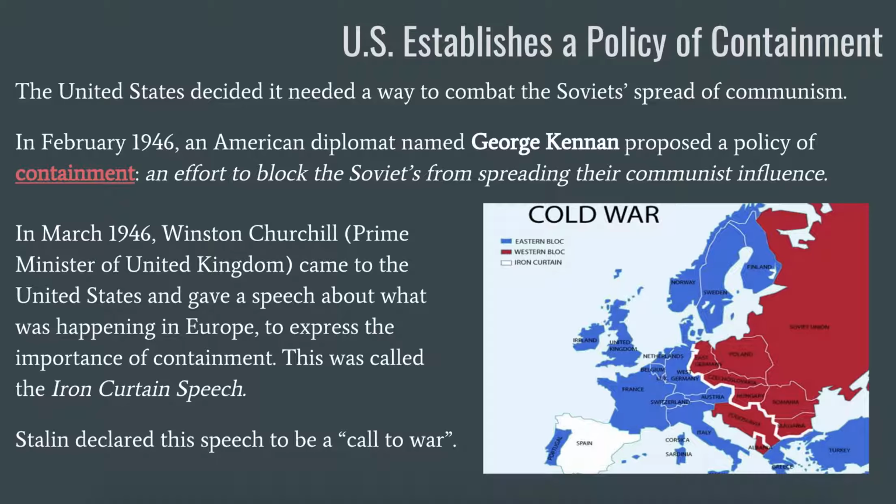So the US decided the Soviet Union is spreading its influence of communism. We need to try to find a way to stop this. So in February 1946, an American diplomat named George Kennan proposed a policy of containment. So this was an effort by the US to basically stop the spread of communism, to block the Soviet influence in the world, and kind of slow their ability to spread communism.